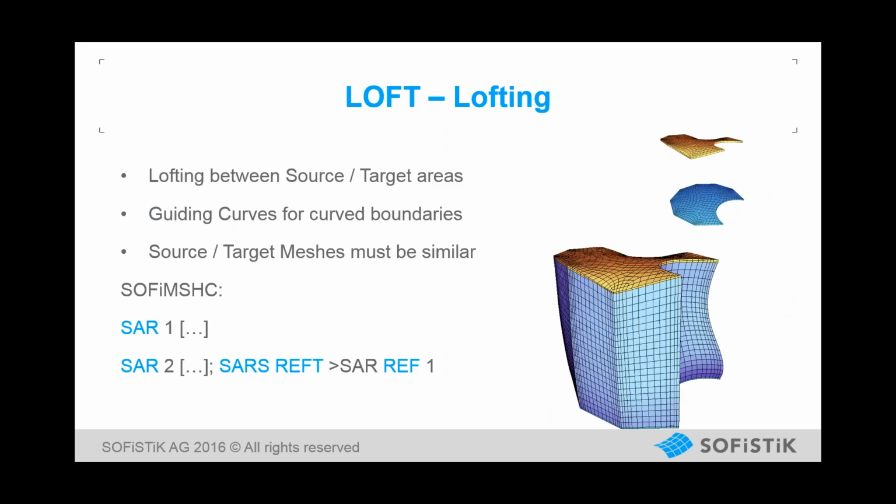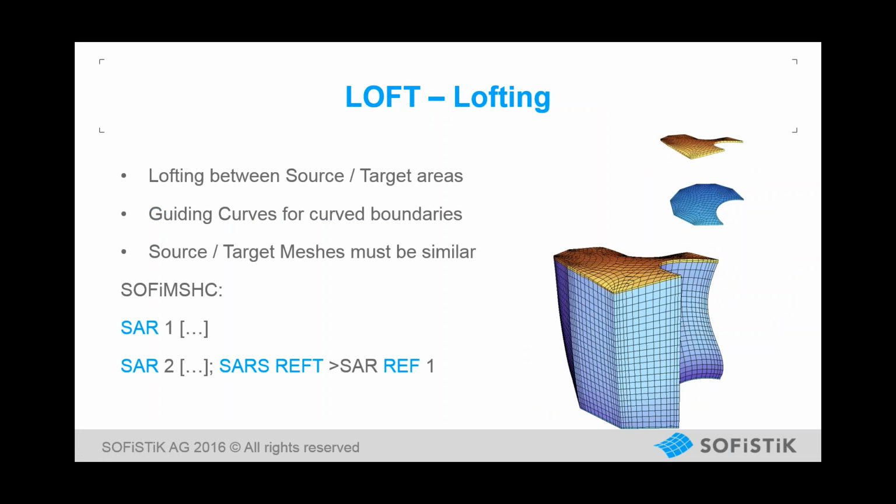We have also added a lofting command in 2016, which is able to interpolate layers of brick elements between a source and a target area. There is the possibility to define guiding curves at the boundaries so that we can have some curved boundaries, for example.